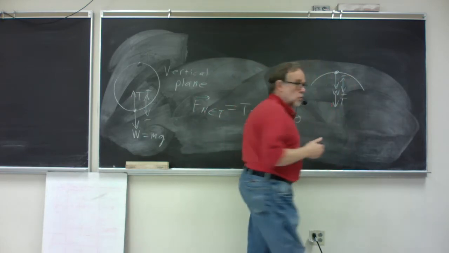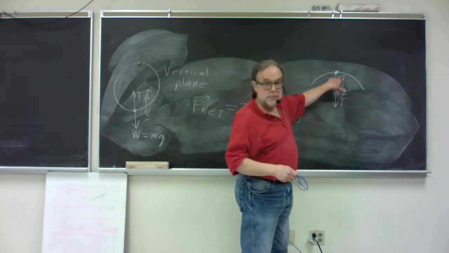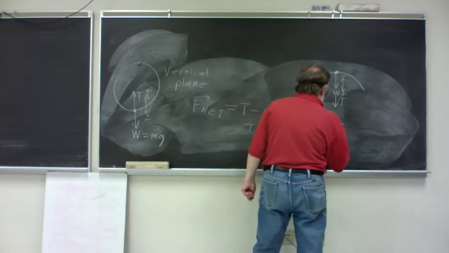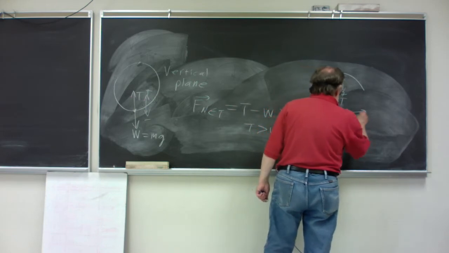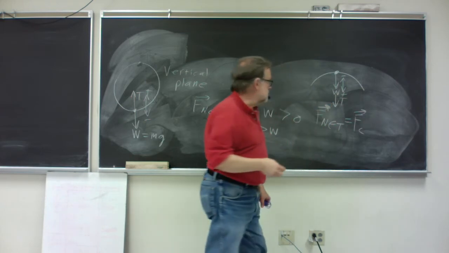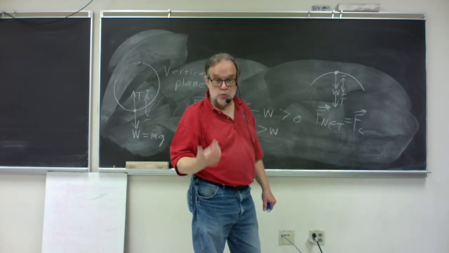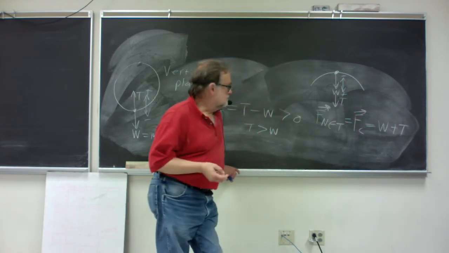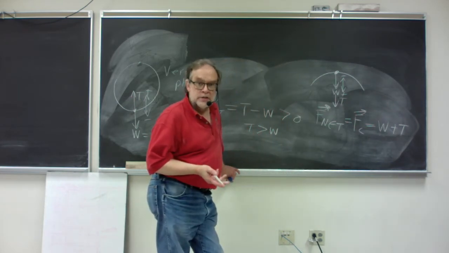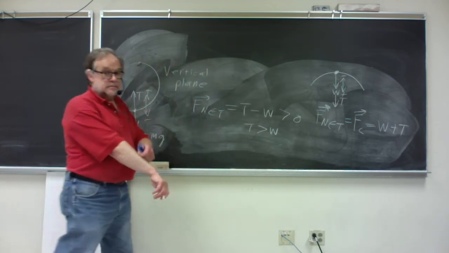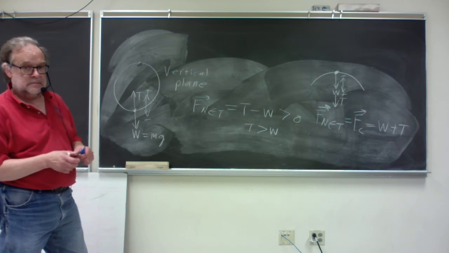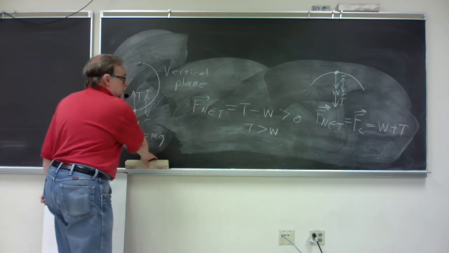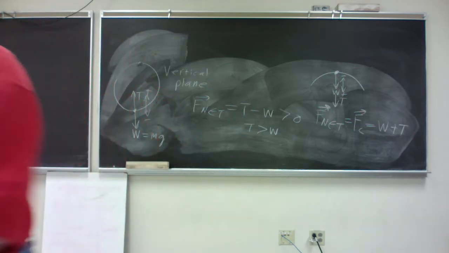And if we always say that towards the center of the circle is the positive direction, away from the center of the circle is the negative direction, then in that case, the net force, which is of course the centripetal force, the net force along this line, is just all the force in the positive direction, which is weight plus tension, instead of weight minus tension. Okay, just a couple simple examples.